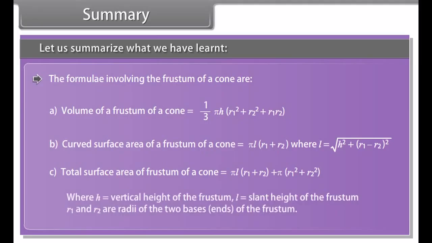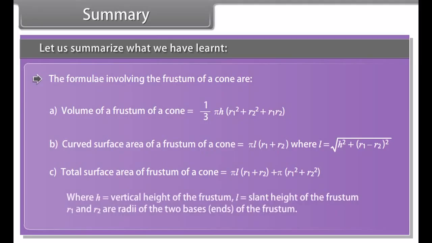Summary. Let us summarize what we have learned. To find the surface area of a solid made up of combination of solids, we break it into smaller solids and then find the curved surface area of each solid and add all areas to get the surface area of such a solid. To find the volume of a combination of solids, we break that into smaller solids and then find the volume of each solid and add them up.